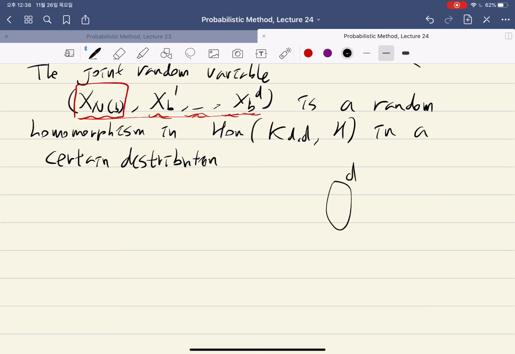So you have these D vertices, which is N_B. This is a distribution of how to choose the image of these vertices, and then once you choose that, you choose the image of the others.